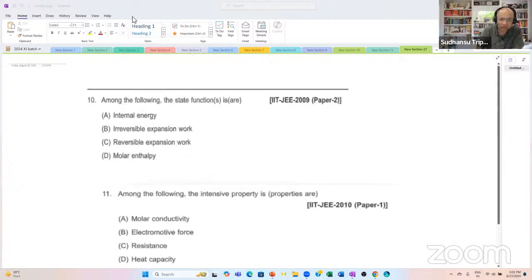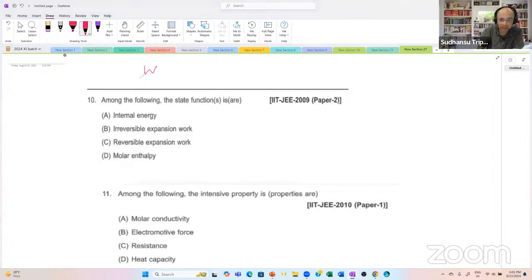we will go for the second session. Welcome, everyone. This is SS Tripathi. I'm writing welcome. Thermodynamics for beginners, lecture 2.